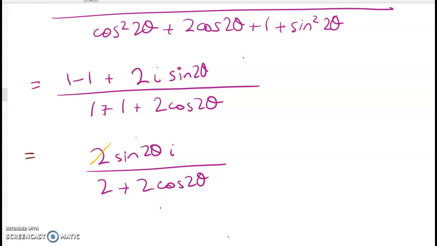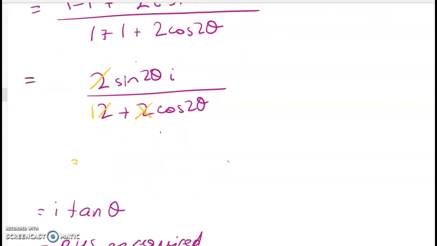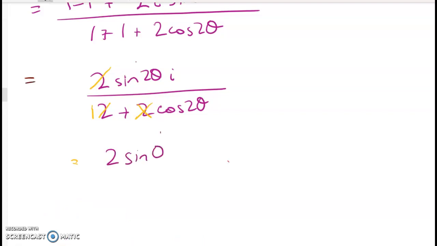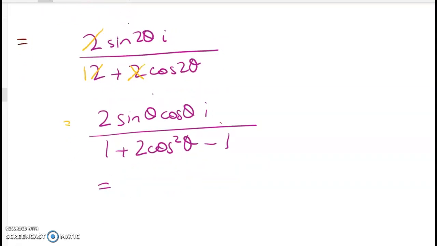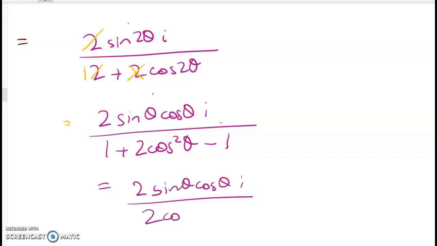Right, let's divide through by 2. That gives me, numerator, what have we got? 2 sine theta cos theta i over 1 plus cos of 2 theta. So we'll do 1 plus 2 cos squared theta minus 1. That gives me what I want. So 2 sine theta cos theta i over 2 cos squared theta, which is equal to sine theta over cos theta i, which is tan theta times i.